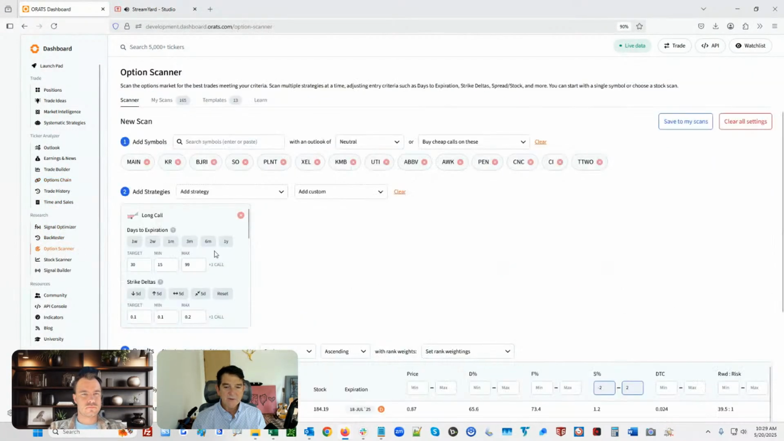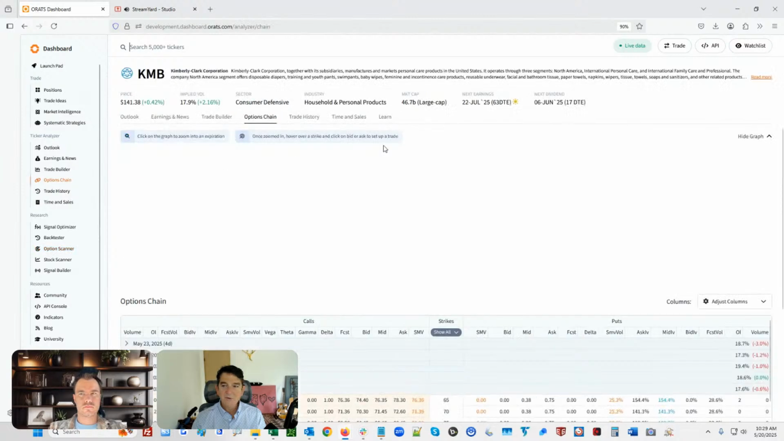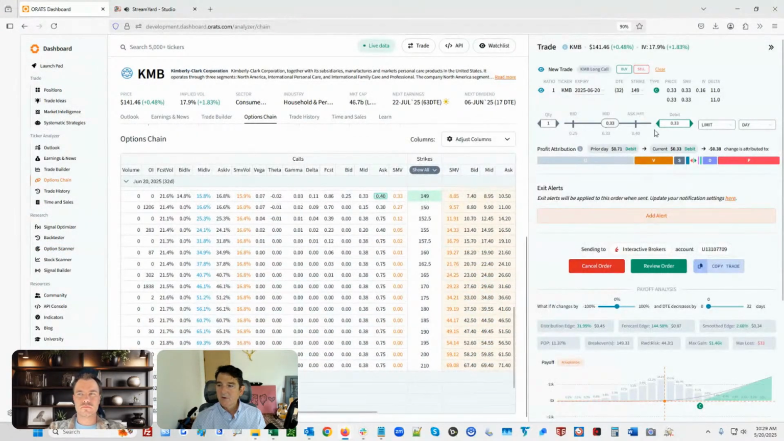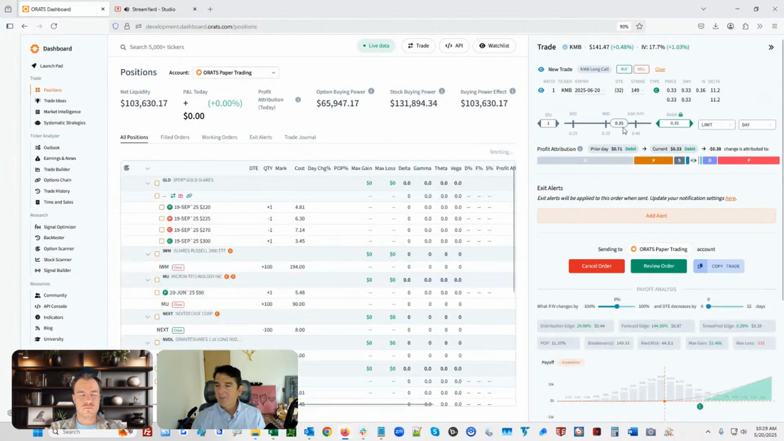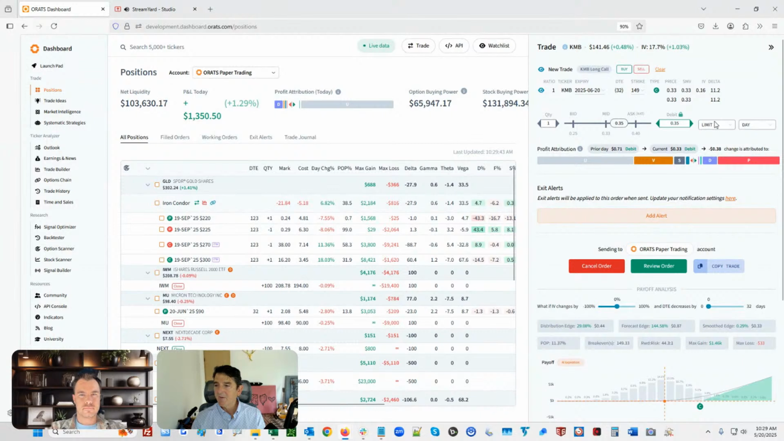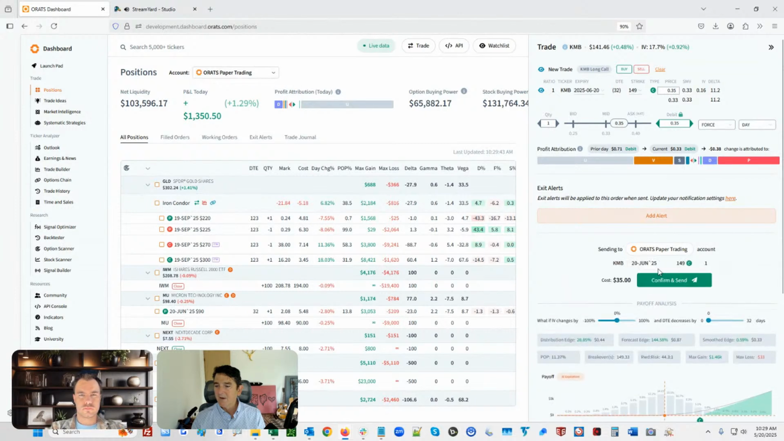We could go back to the option scanner, or actually go to the option chain, see what our trade is. I'm pretty happy with this. We probably have to give them a couple cents. This is Interactive Brokers, so I'm going to switch my positions to the paper trading. And I think we could probably fill at 35 on this market. So why don't we force that? Now, of course, we're long. Of course, it's way out of the money at 149 versus 141. But we have some time. We have a month. And so, again, I think this is a good shot to take.